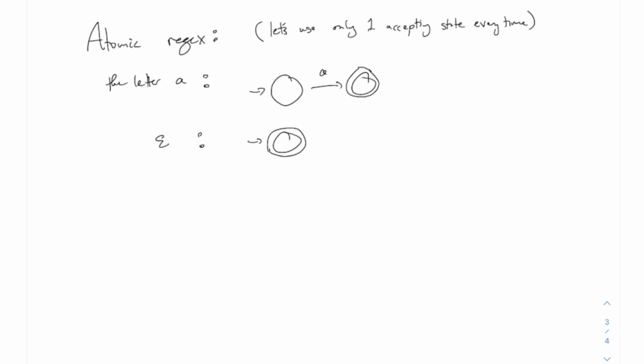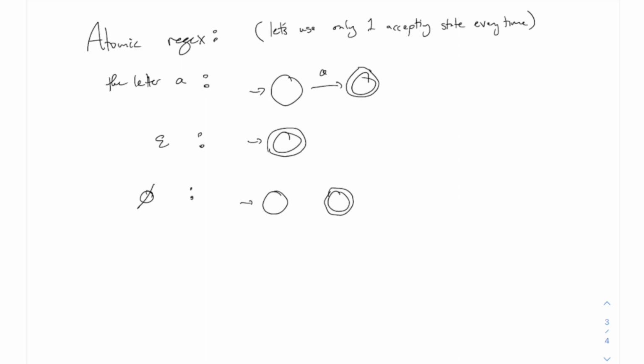And how about the empty set? Now, the empty set in a regular expression matches nothing. So I want to write an NFA here which matches nothing. Any ideas? Yeah? Just the circle by itself. Yes, with no accepting state. Now, this is the appropriate answer. Although, for technical reasons, which you'll see in a moment, I said let's use one accepting state every time. I want to draw this so that it actually has an accepting state. And the way to do this is like this.